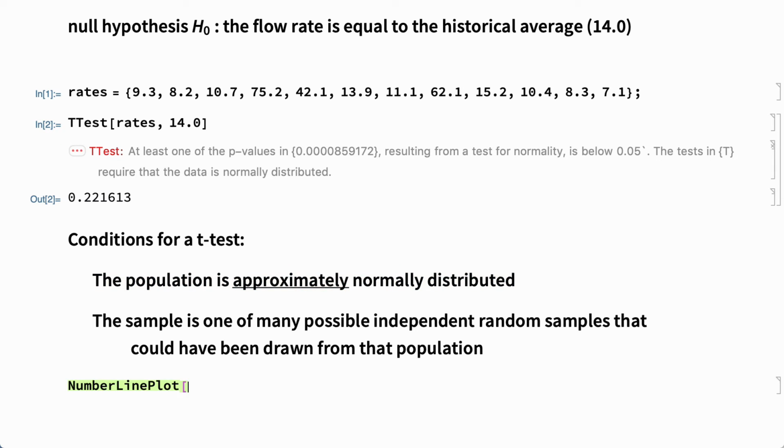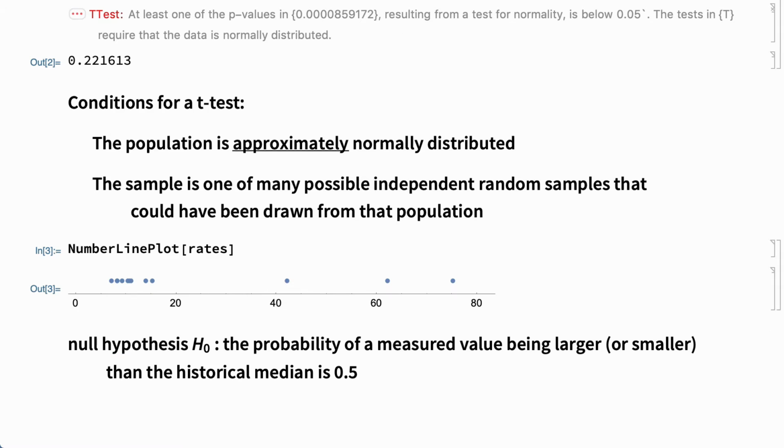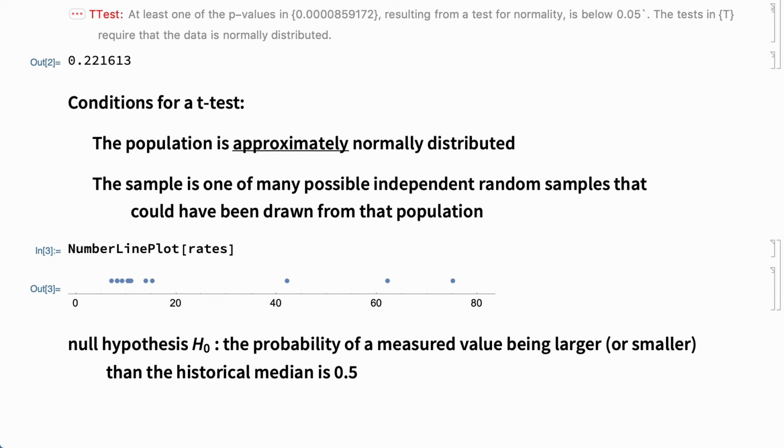A number line plot of the data shows several values well to the right of the rest of the data, indicating that, unlike the normal distribution, the population distribution may have a long tail to the right. The sign test is a nonparametric alternative to the t-test. For the sign test, it is appropriate to use the historical median rather than the historical mean as the hypothesized value, so that if the null hypothesis is true, the probability of a measured value being larger or smaller than the hypothesized value is 0.5.